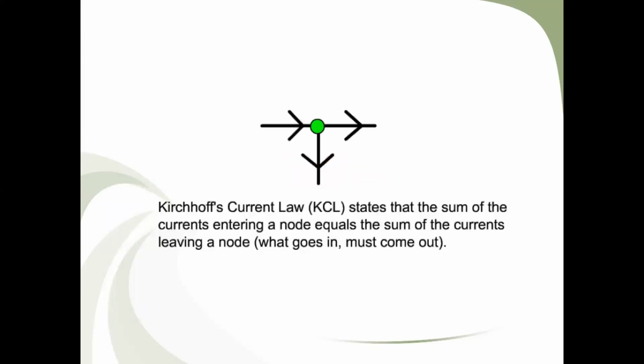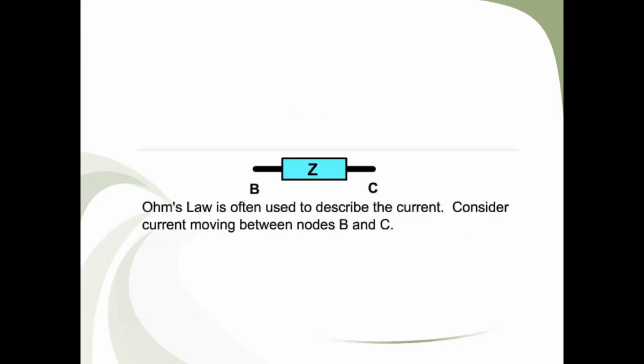Kirchhoff's current law states that the sum of the currents entering a node is equal to the sum of currents leaving the node. Whatever goes in, it comes out. So, current entering is equal to the leaving current. Even Ohm's law is often used to describe the current.